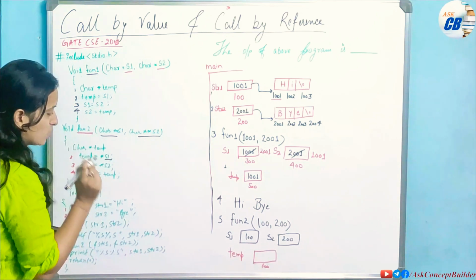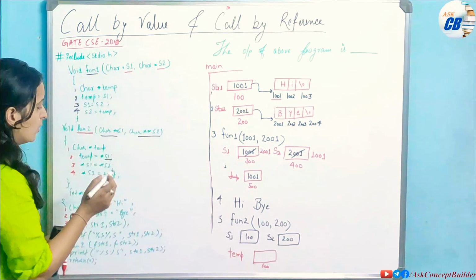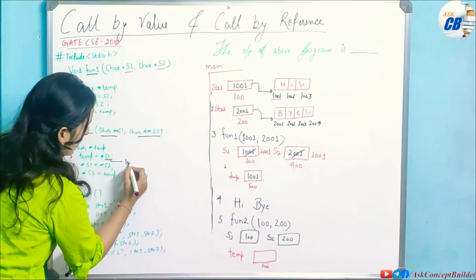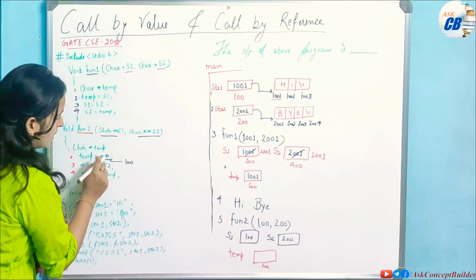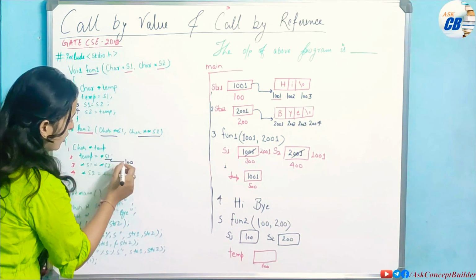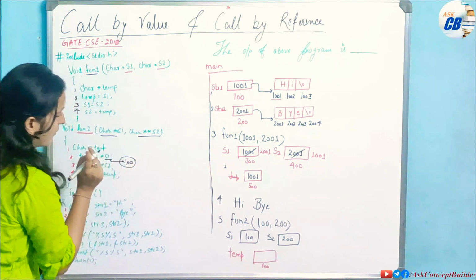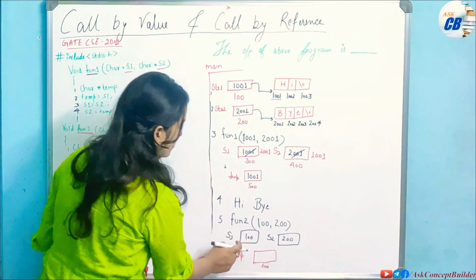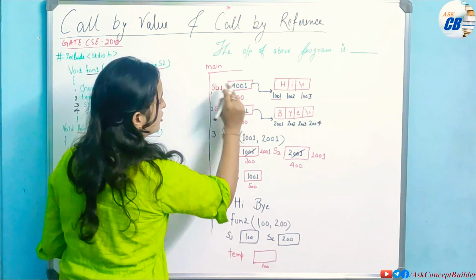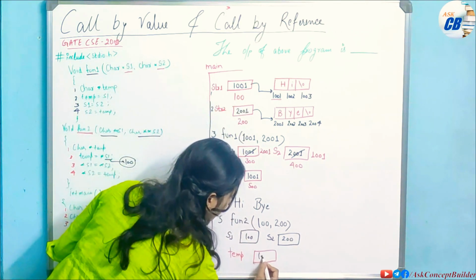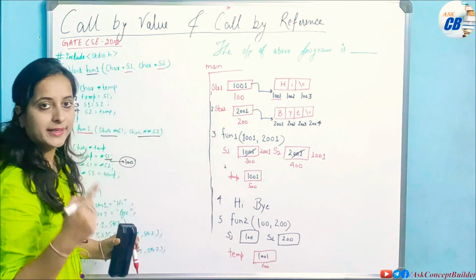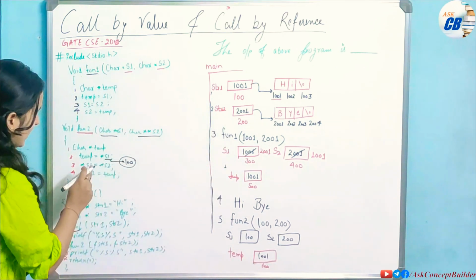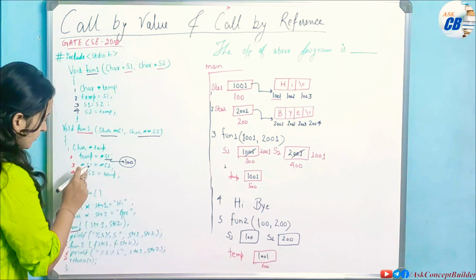Now see here, what is s1? S1 is your 100. Now we have to take the value at 100. So *100 means the value at 100 will be given to your temp variable. Value at 100 is your 1001. So 1001 will be allocated to your temp variable. Fine. Now in the second step, what is it doing?